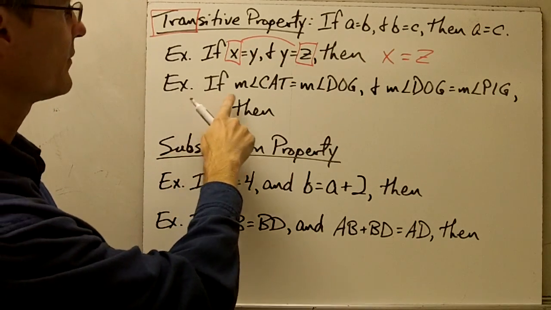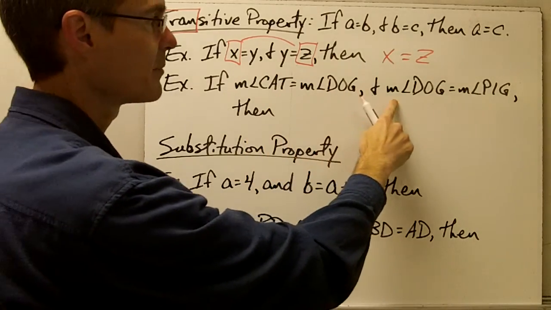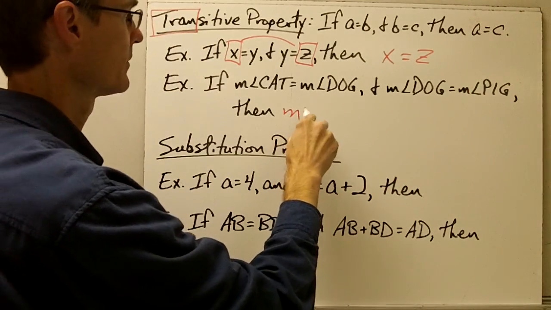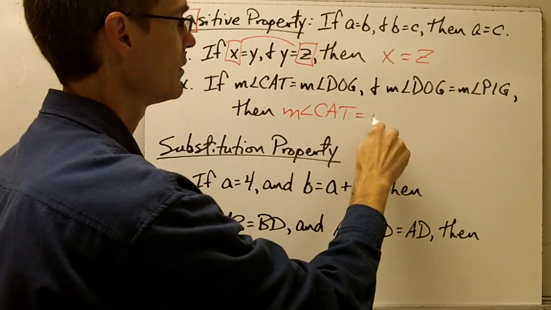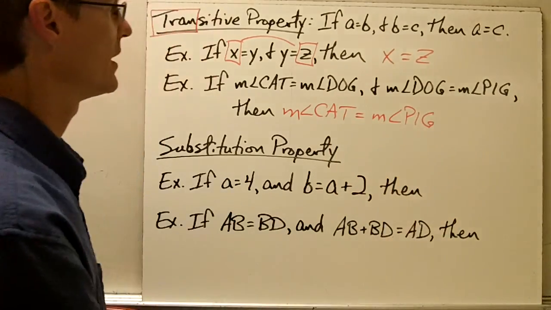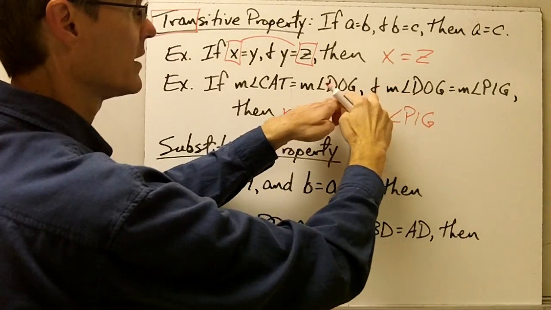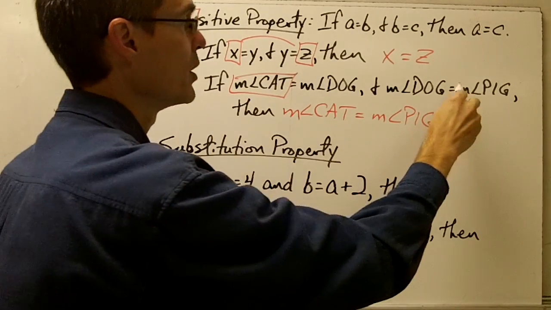Here's another example. If the measure of angle CAT equals the measure of angle DOG and the measure of angle DOG equals the measure of angle PIG, then we can say the measure of angle CAT equals the measure of angle PIG. So we have this middle car in our train, angle DOG, and we're taking that one out so we can go straight from the locomotive to the caboose.